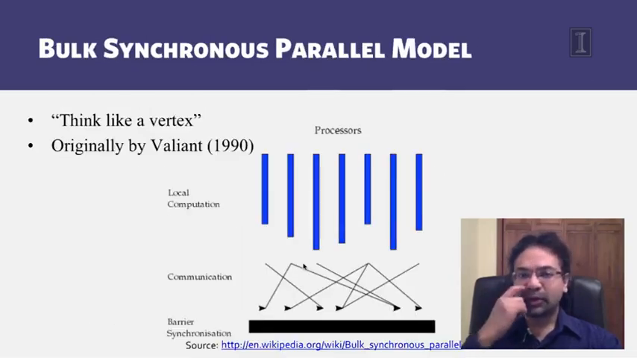So what comes to our rescue is what is known as the bulk synchronous parallel model, where essentially you have local computation being done at multiple processors in parallel. Here you think like a vertex, so each vertex is computed separately by a different processor, but at the end of the iteration, all the processors meet at a barrier where all of them wait for the other processors to complete their iteration, and only then do they proceed to the next iteration. The BSP, or bulk synchronous parallel model, was originally proposed by Valiant, and that is what is used by many of the distributed graph processing engines today.